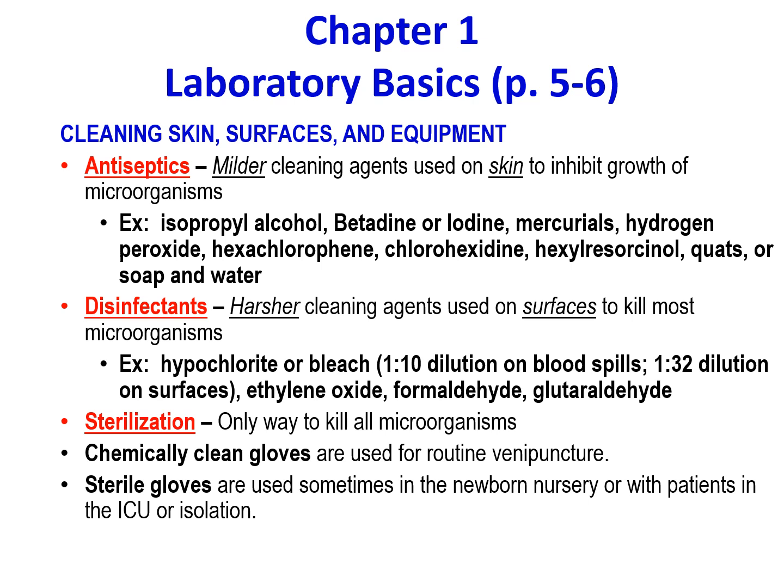You need to know the difference between chemically clean gloves and sterile gloves. Chemically clean gloves are used for routine venipuncture. You would not use sterile gloves for routine venipuncture. The gloves that you will have in your lab, located all over the lab, are chemically clean gloves, and we will go over that in lab. I will show you an example of sterile gloves. These are sometimes used in newborn nurseries or for patients in the ICU or in isolation. Sterile gloves usually come packed individually, with just 2 gloves in a package, and they are labeled as sterile. But we do not use them for routine venipuncture.